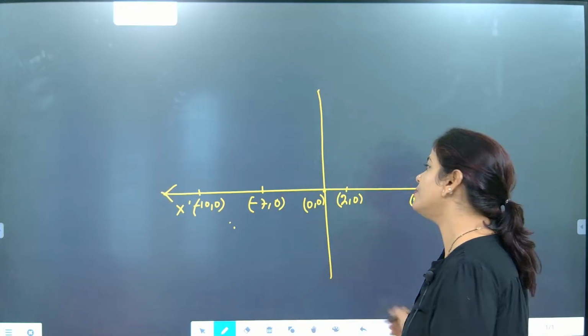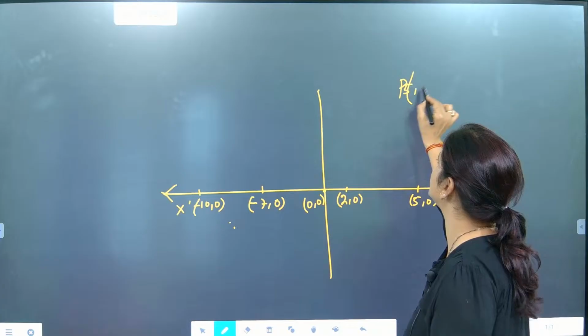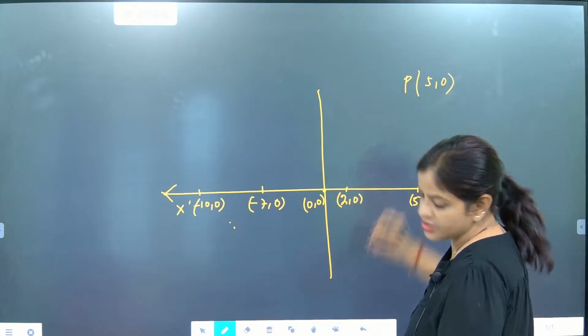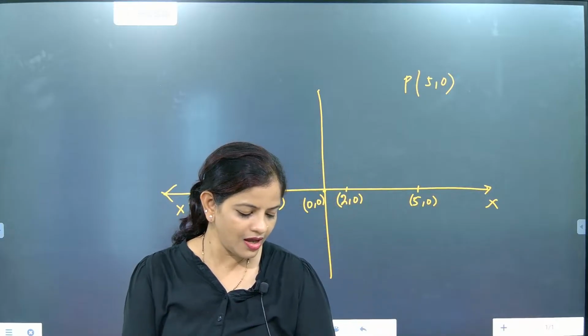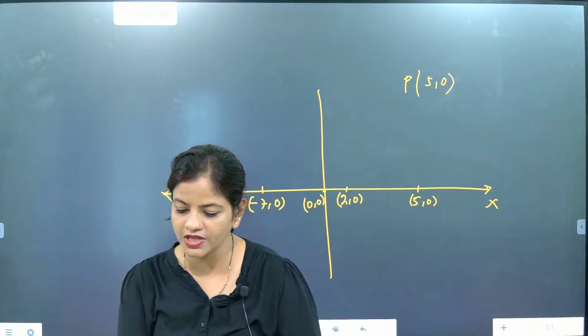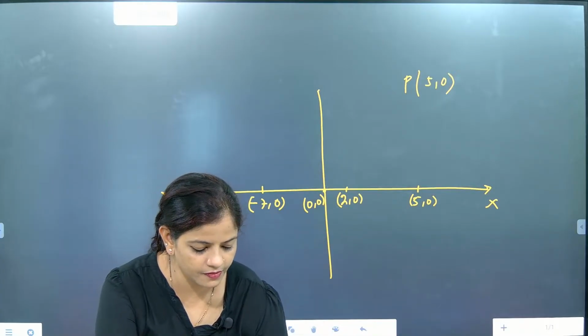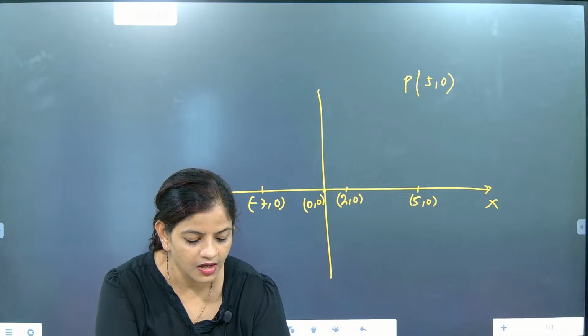So, beta, if somebody gives you a point, locate the point 5, comma 0. Can you tell? Where is point 5, comma 0? Like that, here is not going to be the correct answer.